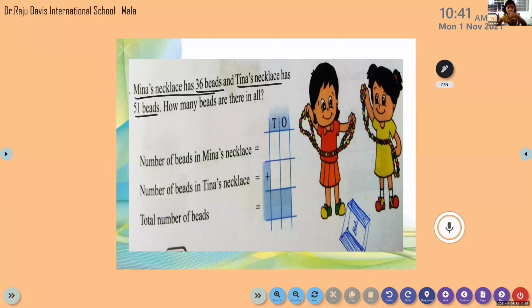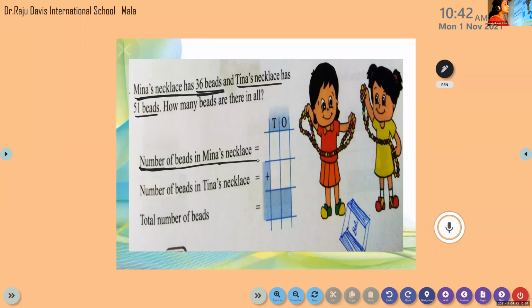Yes. So first, how to start? We have to start with number of. Number of what is given here? 36. Mina's necklace has 36 beads. So we can write the first step is number of beads in Mina's necklace. No need to write now.